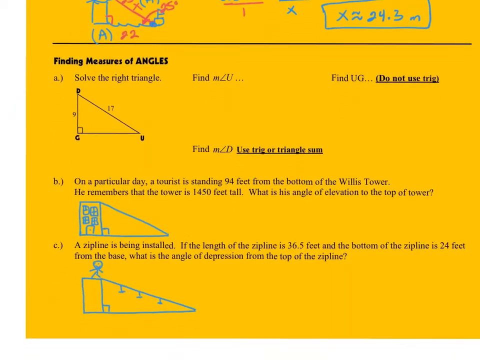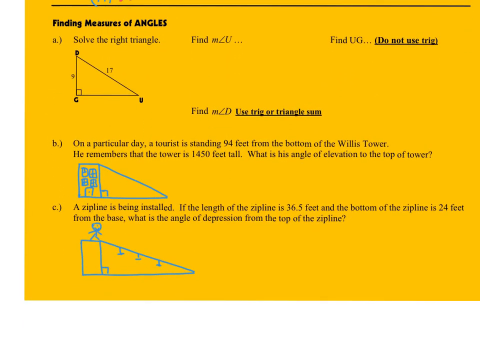Now, I'm going to move on to finding the angles. Whenever we want to find angles, we're going to need to remember to use our second or our shift button on our calculator. That's going to have our calculator go backwards. So if I want to find the measure of angle U, from angle U, I can see the two sides I've been given. 9 is an opposite. 17 is a hypotenuse.